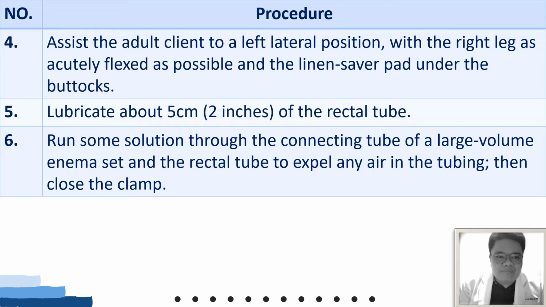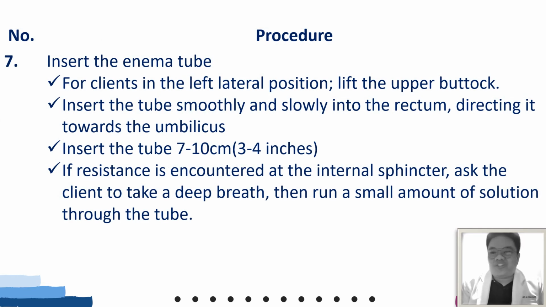Now, then you insert the enema tube. During the insertion of your enema tube, the client should be in the lateral position, so you lift the upper buttock. Then insert the tube smoothly and slowly into the rectum, directing it towards the umbilicus. Class, when I say directing towards the umbilicus, meaning in the direction of your navel, in the direction of your umbilicus. Now, insert the tube 7 to 10 centimeters or 3 to 4 inches.